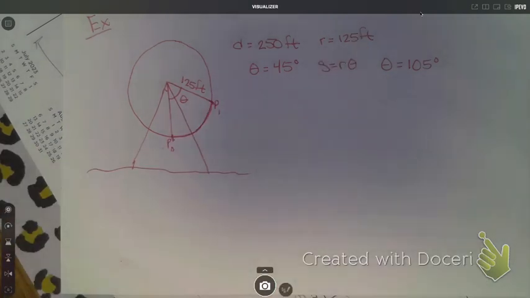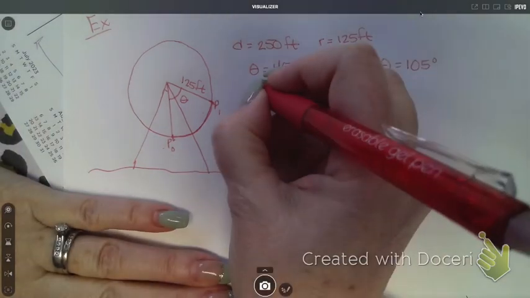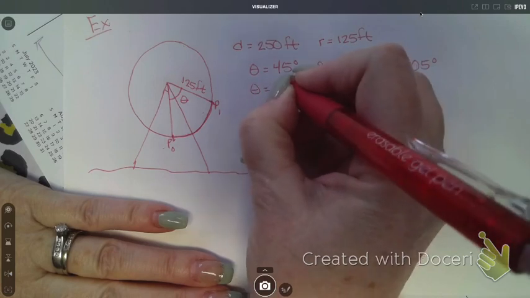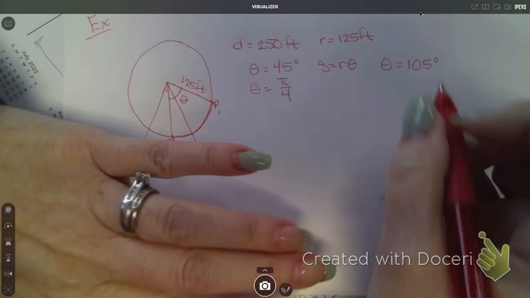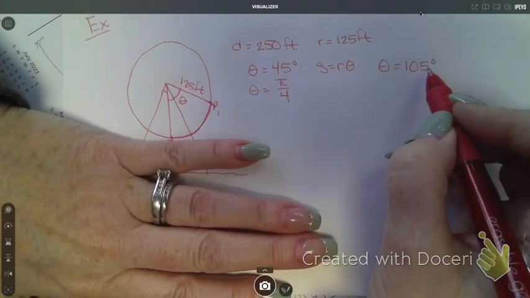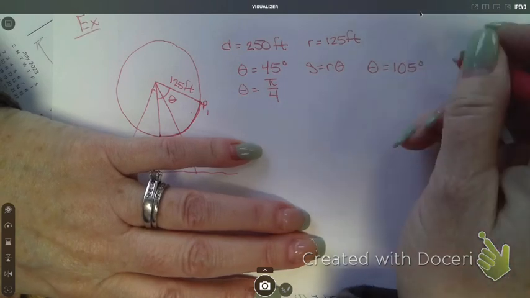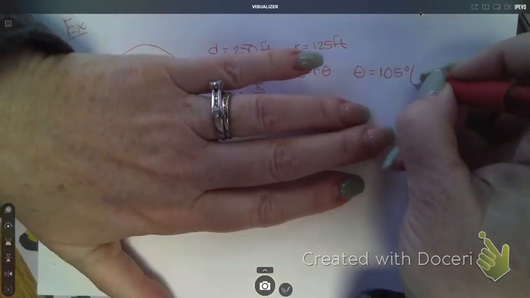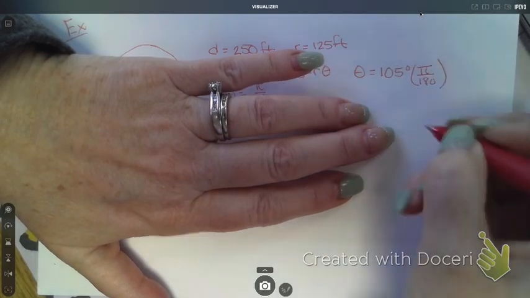45, no calculation. 45 is what? Pi over what? Pi over 4. Because 4 goes into 180 how many times? 4. Okay. Now, 105 is not an angle we know, is it? No. So we need to multiply it by what? Pi over 180. And I probably should reduce, yes.